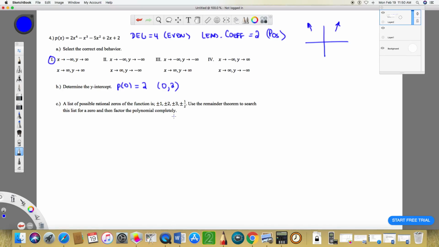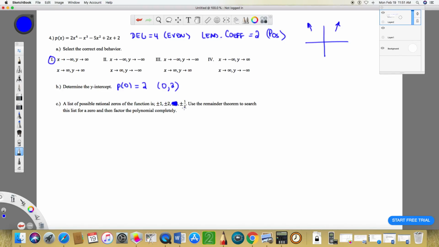This list is the wrong list. It should not have 3 in it there. Yeah, just 1, 2, and 1/2. Sorry about that. I'll show you how to generate this list, and you will be expected to be able to generate it. But for now, I'm just giving it to you.